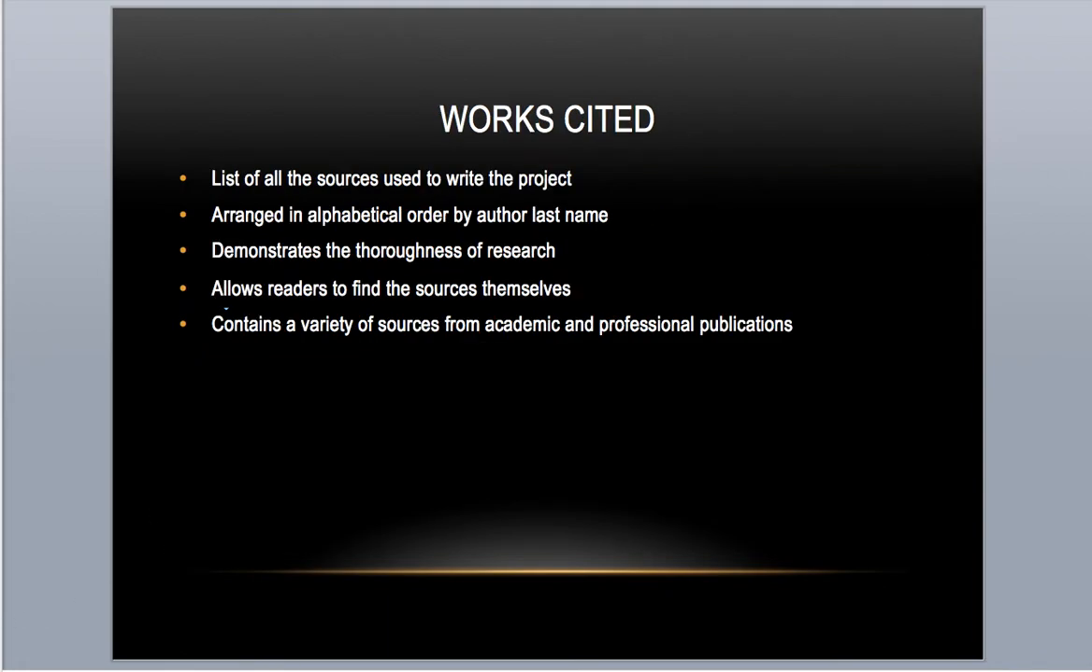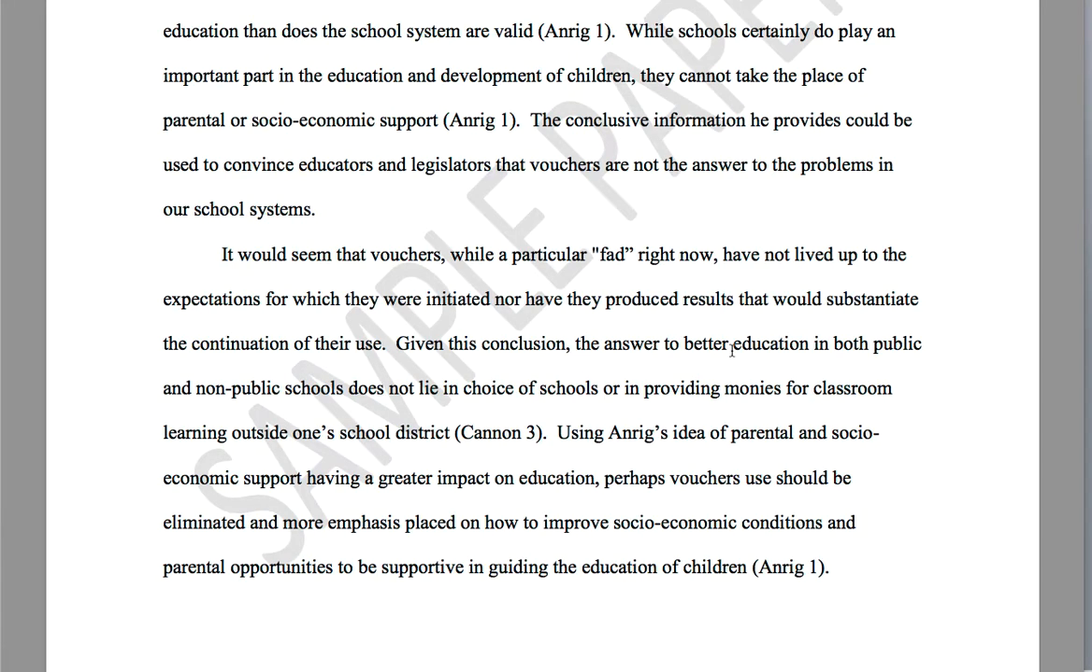The last part is going to be your works cited. You have to have a works cited. It lists all the sources used to write your project. It's arranged in alphabetical order by the author's last name. It demonstrates the thoroughness of your research and allows readers to find the sources themselves. It contains a variety of academic and professional sources. Those are important things. So we're not just having 25 Google articles or 3 YouTube videos or whatever. They have to come from a variety of sources that demonstrate your credibility as a researcher.